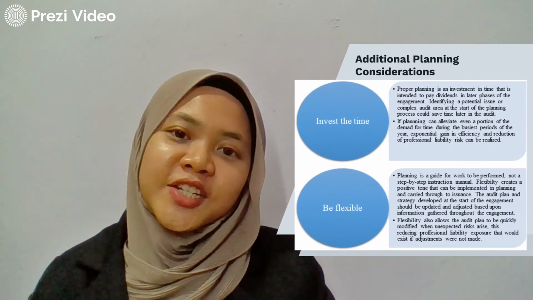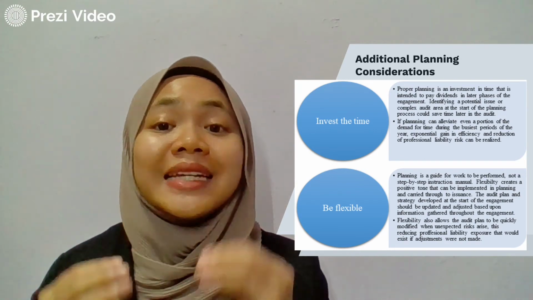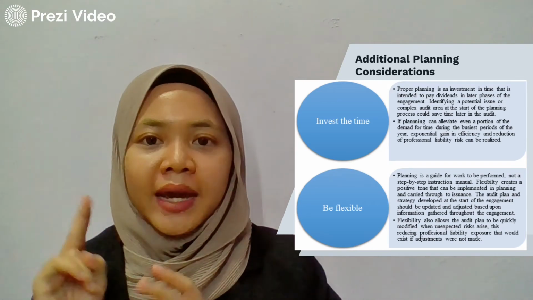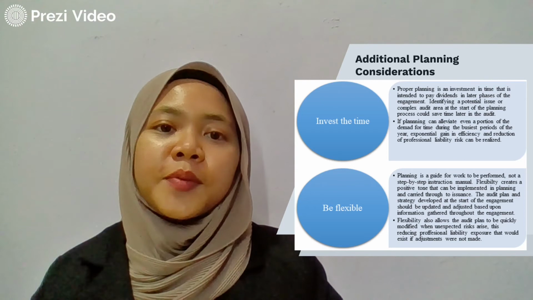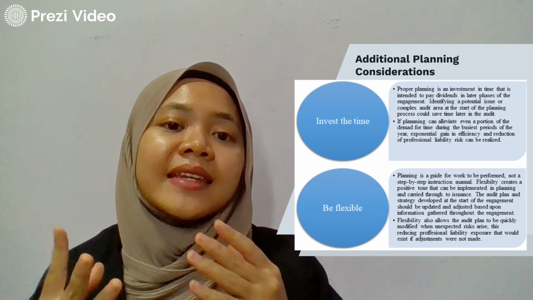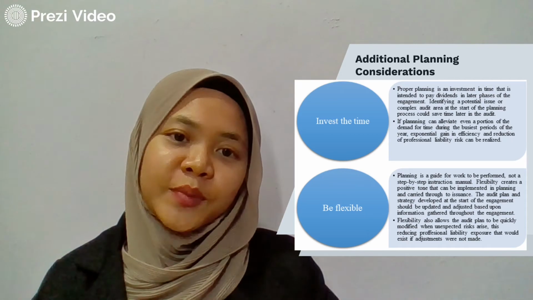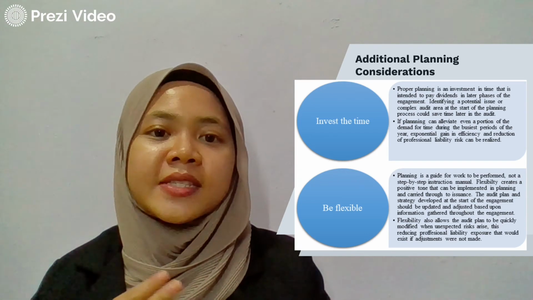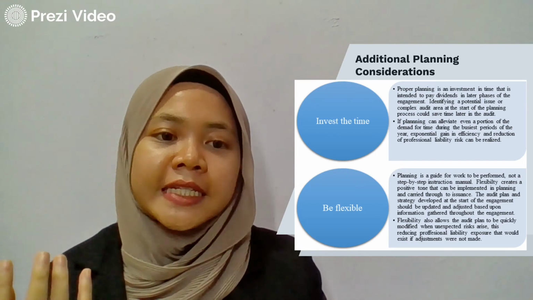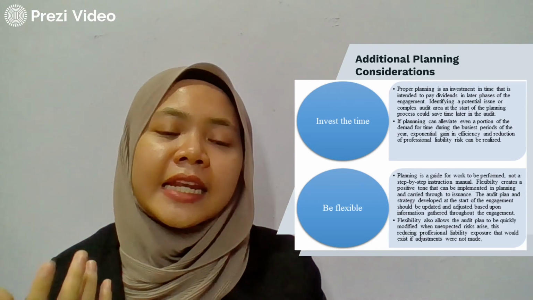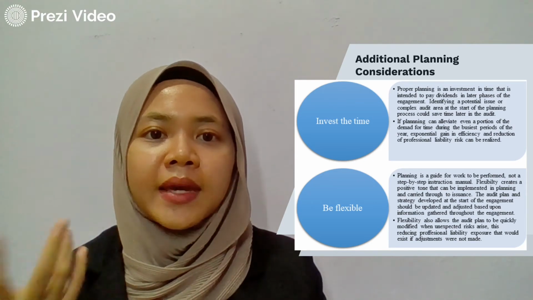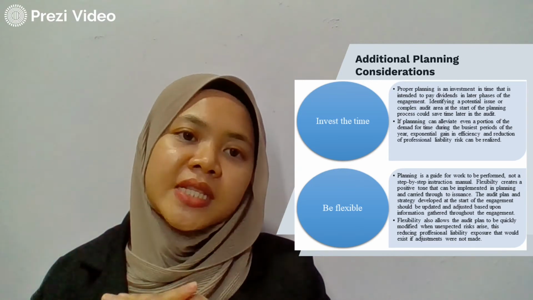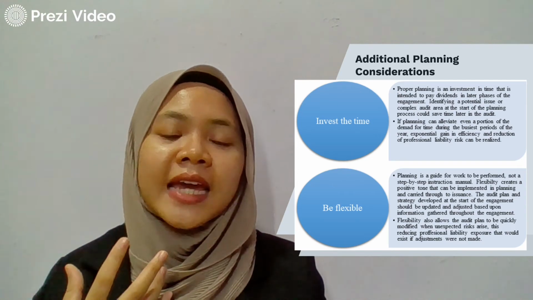In addition to the professional liability risk management consideration that can be gleaned from the profession standards, two additional suggestions should be kept in mind. First, invest time. Proper planning is an investment in time that is intended to pay dividends in later phases of the engagement. Identifying a potential issue or complex audit area at the start of the planning process could save time later in the audit. If planning can alleviate even a portion of the demand for time during the busiest period of the year, exponential gain in efficiency and reduction of professional liability risk can be realized.